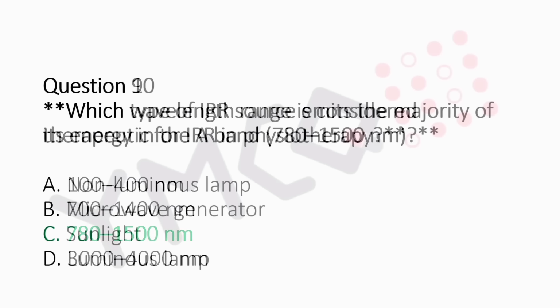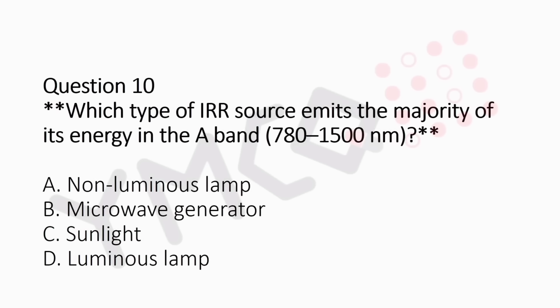Now let's move to question number 10. Which type of IRR source emits the majority of its energy in A band? Option A non-luminous lamp, option B microwave generator, option C sunlight, option D luminous lamp. And the answer is option D luminous lamp.